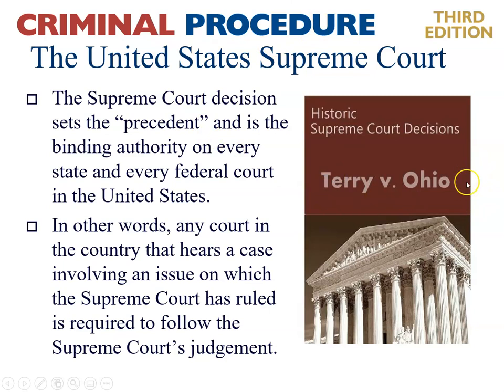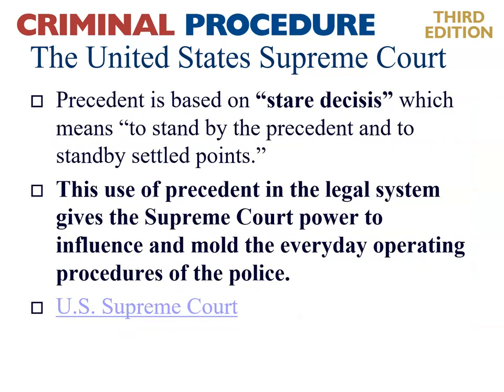So the case, just looking here, Terry versus Ohio, this is the stop and frisk, the pat down. They made a historic Supreme Court decision on that case. And if another court gets a similar issue, they need to follow the precedent set by the U.S. Supreme Court. So in other words, any court in the country that hears a case involving an issue on which the Supreme Court has already ruled is required to follow the Supreme Court's line of judgment. That kind of plays into what we talked about earlier. That precedent is based on what we call stare decisis, which means in Latin to stand by the precedent, and to stand by settled points, those points that the other court already ruled on.